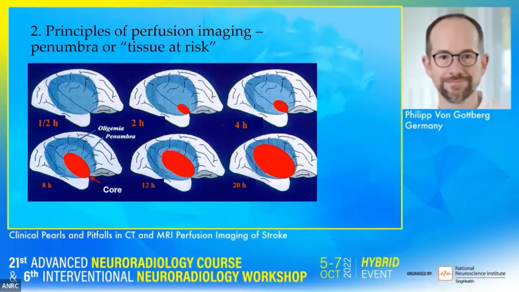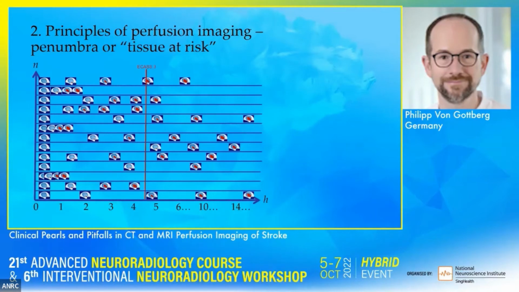vessel. After 2 hours, however, we see an infarction core growing, and it's eating through time. It's eating into this tissue at risk, into this penumbra, and will eventually fill out the whole penumbra area if just enough time passes by. This is highly dependent on the vascular anatomy of the patient, and it is highly individual in every human.